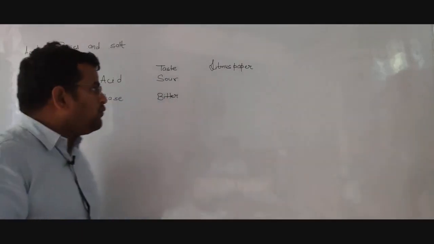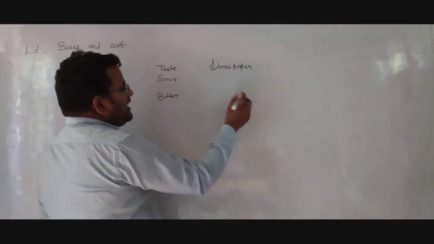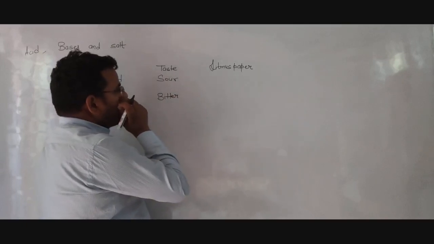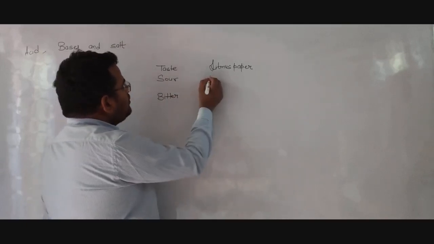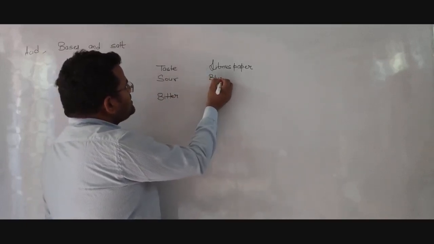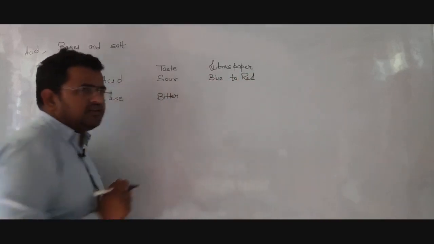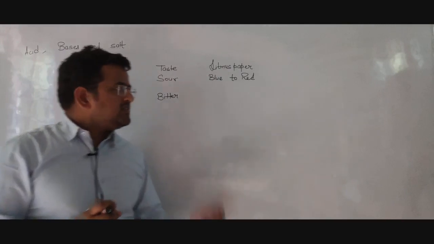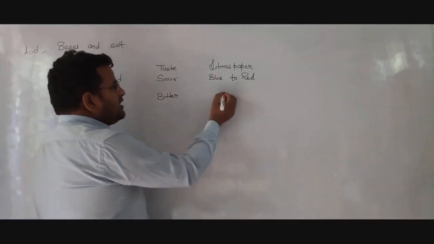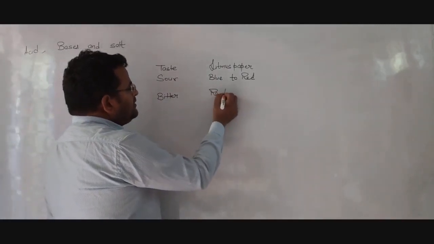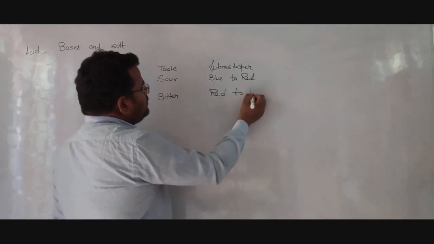So what is an acid? An acid is a particular substance which can change the color of blue litmus paper to red. That is known as an acid. And now what is a base? A base changes the color of red litmus to blue.